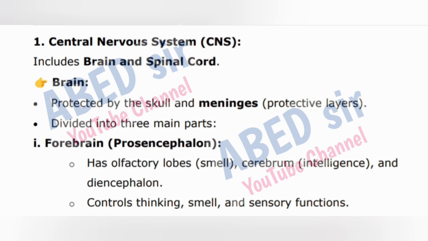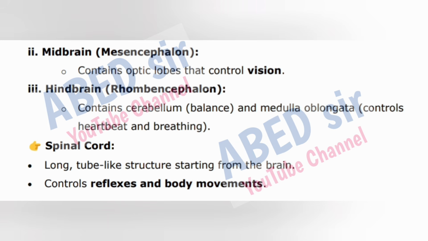I. Forebrain, prosencephalon. Has olfactory lobes for smell, cerebrum for intelligence, and diencephalon. Controls thinking, smell, and sensory functions. 2. Midbrain, mesencephalon. Contains optic lobes that control vision. 3. Hindbrain, rhombencephalon. Contains cerebellum for balance, and medulla oblongata, which controls heartbeat and breathing.